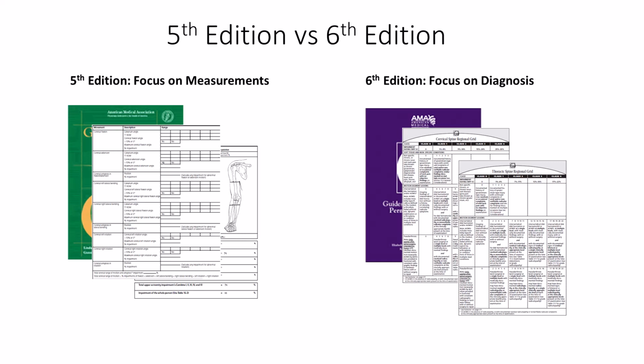The 5th and 6th editions take different approaches towards documenting and calculating impairment. The 5th edition relies more on objective measurements such as range of motion and strength tests. It also has some diagnosis-based tests for the spinal region. In contrast, the 6th edition is entirely diagnosis-centric and relies on various grade modifiers to adjust an impairment value either up or down. Let's take a look at the 5th edition first.